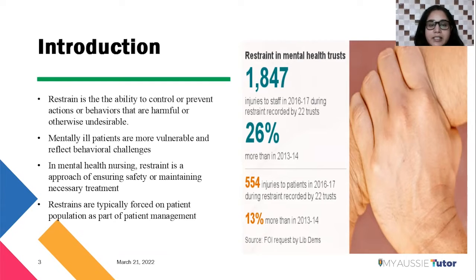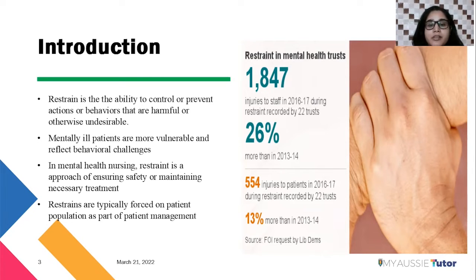In mental health nursing, restraint is an approach of ensuring safety or maintaining necessary treatment. Restraints are typically forced on the patient population in case of emergency in order to manage their situation without their consent. So, restraint has two phases, wherein firstly it is trying to manage the patient and to protect the patient from being harmed, and at the same time it is also triggering various ethical challenges among the patient population.